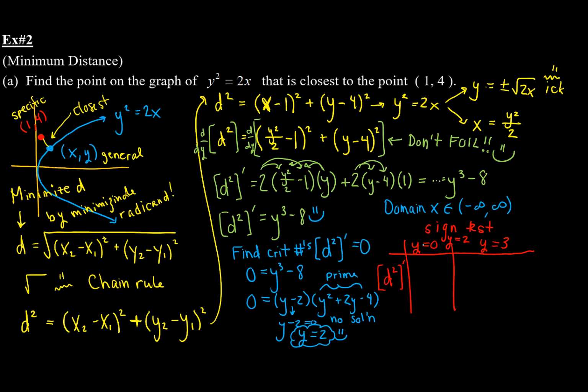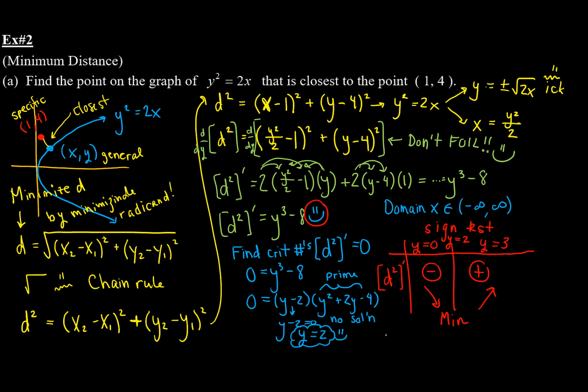If I plug 0 into my derivative, y cubed minus 8, I get 0 cubed minus 8, which gives me a negative, which means it's decreasing. And if I plug 3 in here, I get 3 cubed minus 8, which is 27 minus 8, which gives me a positive number, so this is increasing. So I did find a critical number, and it's a min.